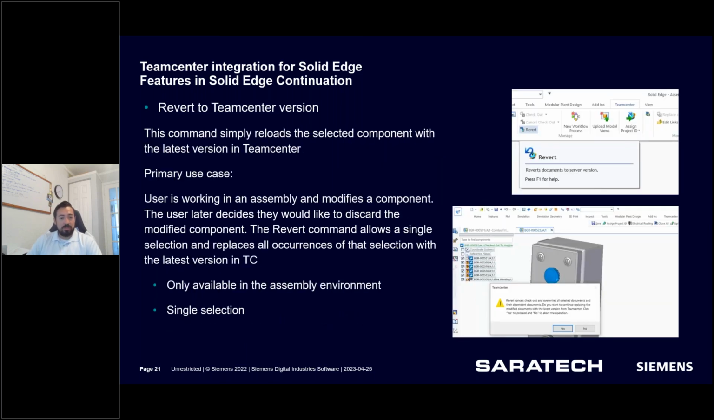Revert to Teamcenter version. So this command simply reloads the selected component with the latest version in Teamcenter. Primary use case, for example, is a user is working in an assembly and modifies a component. The user later decides that he would like to discard the modified component. The revert command allows a single selection to replace all occurrences of this selection with the latest version from Teamcenter. Only available in the assembly environment and single selection.